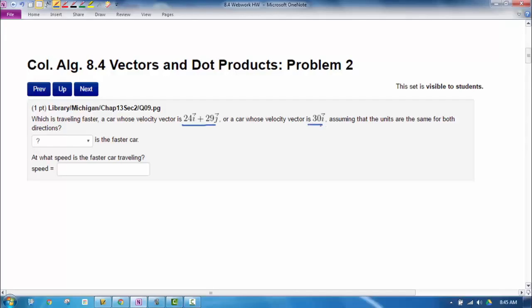Okay, the next question asks, which is traveling faster, a car whose velocity is this or a car whose velocity is this? Now, if we're talking about fast, we're talking about speed, which is a scalar. So what we want is the magnitude of both of these. The magnitude is the length of both of these. You could graph both of them if you want. One goes over 24 up 29.